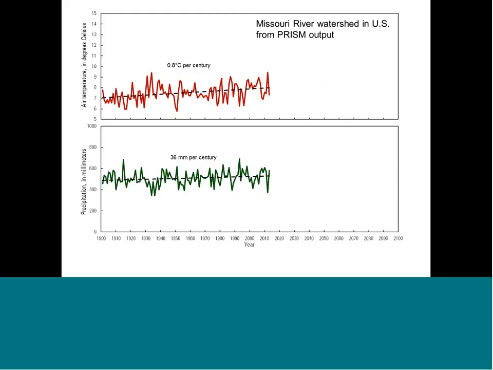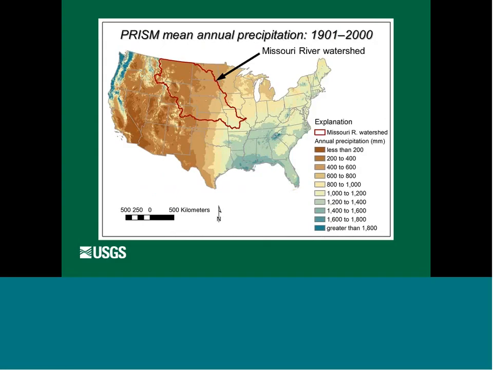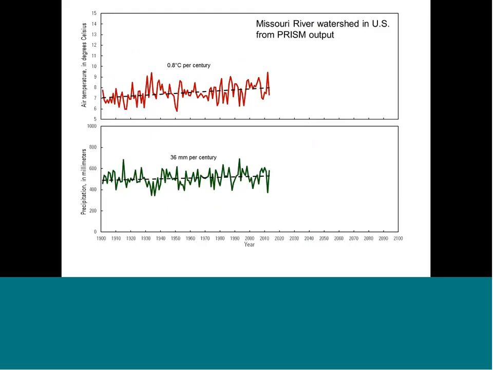This is a plot we'll come back to, and this is for the Missouri River watershed. If we average up all of those points in the Missouri River watershed and do that for each year, we would get this plot. This is showing, at the top, the temperature trends for the Missouri River for each water year. We got about a 0.8 degree C increase per century, and then a 36 millimeter increase per century in precipitation. So we'll come back to this plot a little bit later.